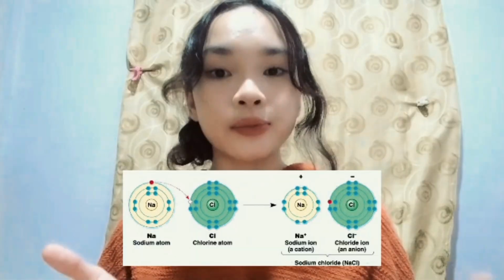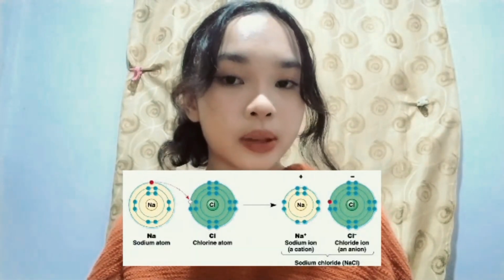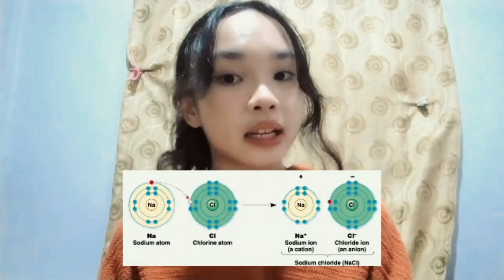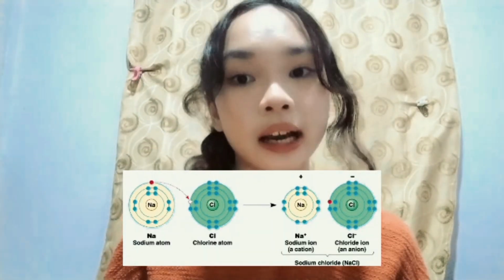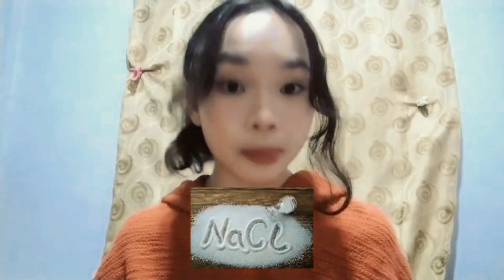For example, chlorine is a non-metal and it needs only one electron to complete its outer shell. In this case, sodium will give away its valence electron and chlorine will accept that electron. At the same time, the sodium ion will become positively charged, known as a cation, whereas the chlorine ion will become negatively charged, known as an anion. All of this process creates an ionic compound called sodium chloride, or commonly known as table salt.